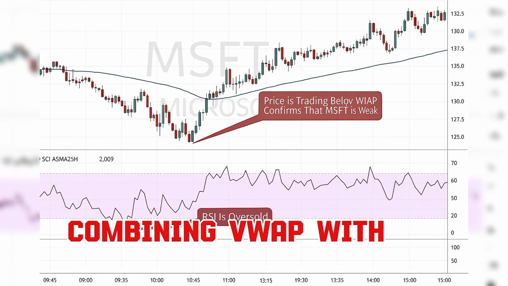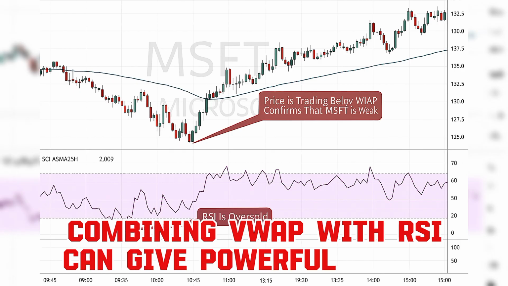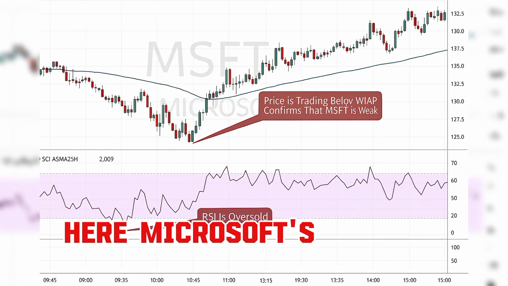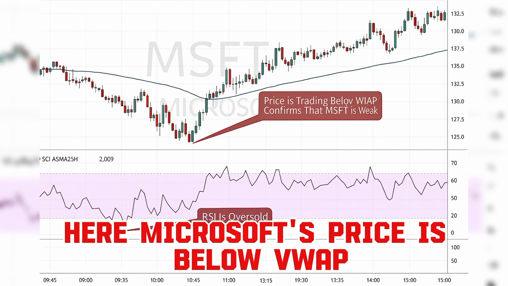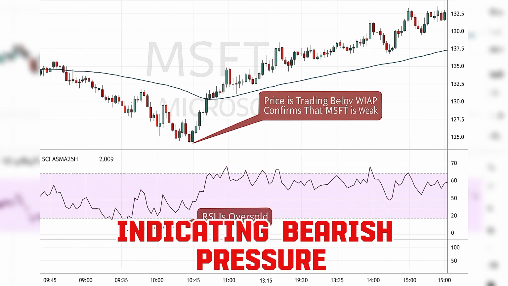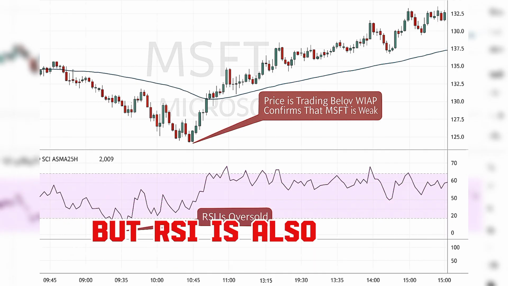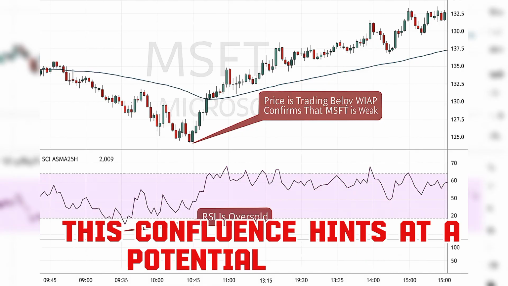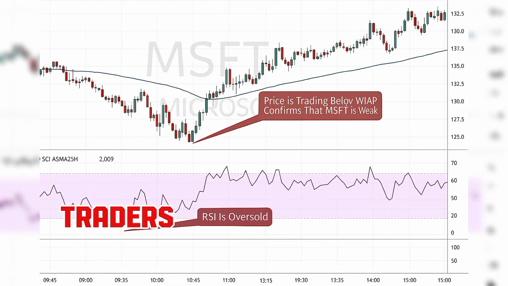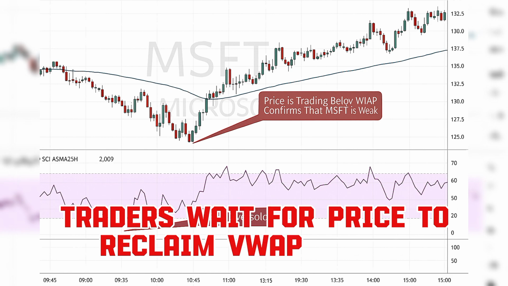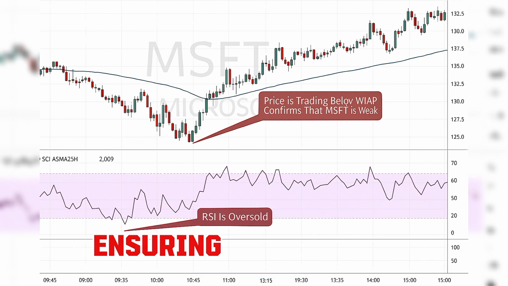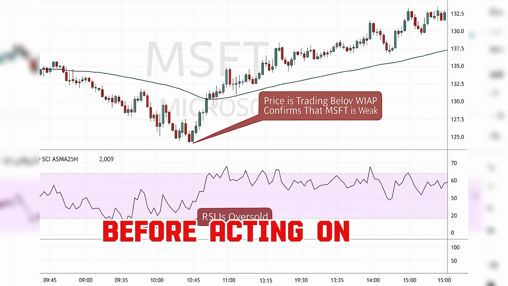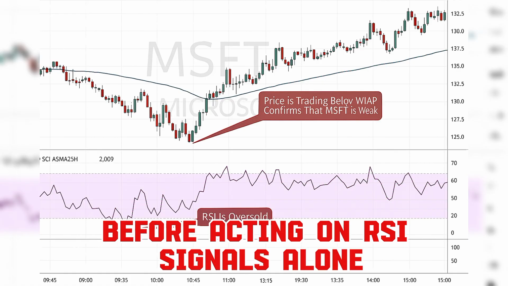Combining VWAP with RSI can give powerful signals. Here, Microsoft's price is below VWAP, indicating bearish pressure. But RSI is also in the oversold zone. This confluence hints at a potential reversal. Traders wait for price to reclaim VWAP before entering, ensuring confirmation before acting on RSI signals alone.